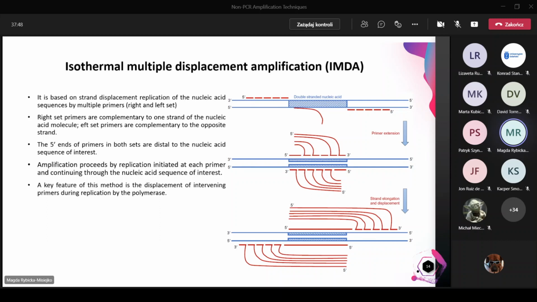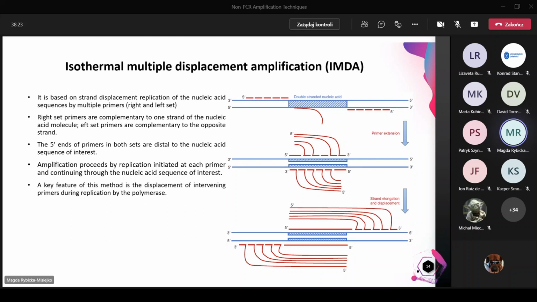And this method has been further developed for whole genome amplification by using a random set of primers to randomly prime a sample of genomic nucleic acid. And in this way, multiple overlapping copies of the entire genome can be synthesized in a short time. Here you can see an example of isothermal multiple strand displacement amplification.